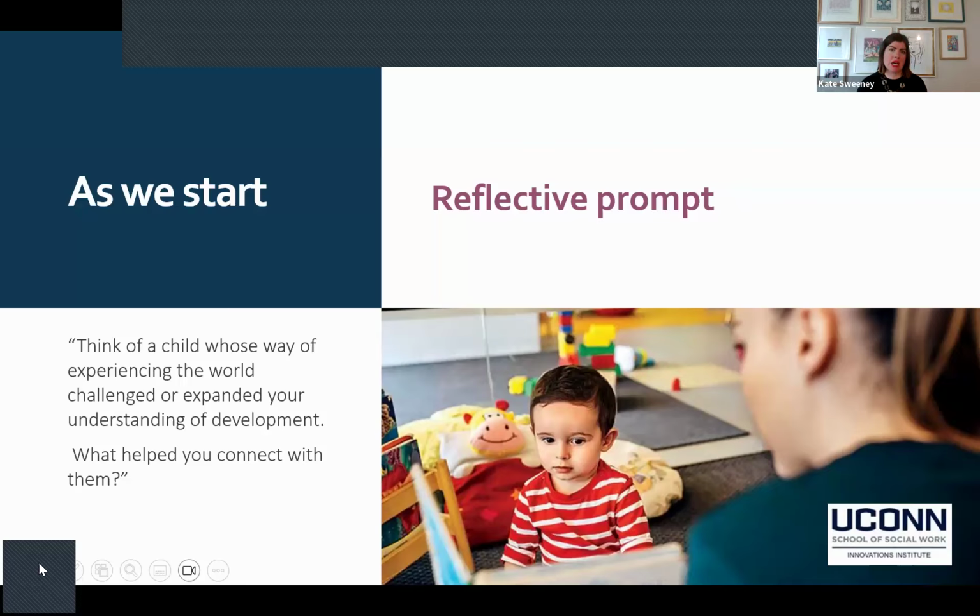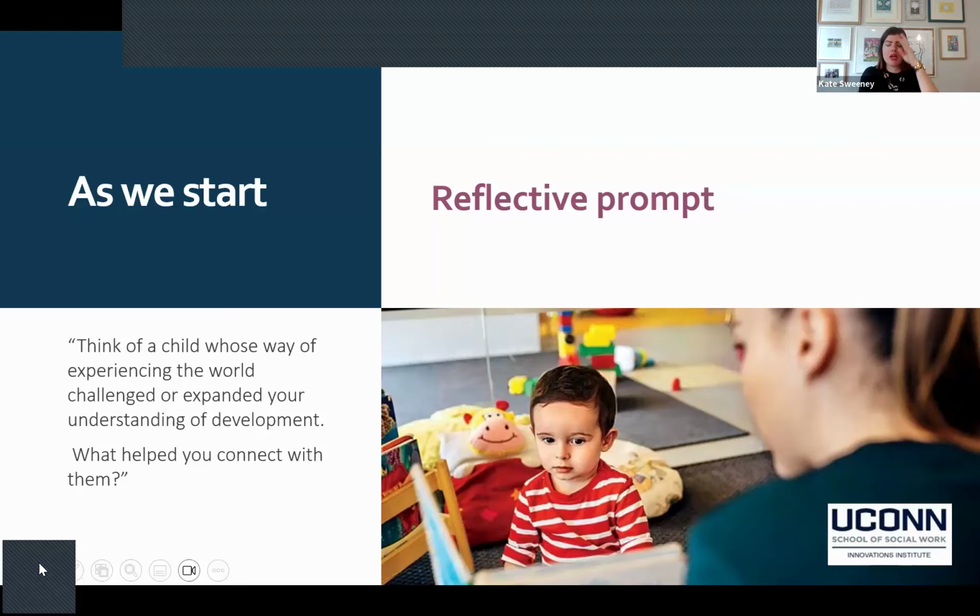So with that in mind, I wanted to invite you to just hold this reflective prompt in mind. Think of a child whose way of experiencing the world challenged or expanded your understanding of development. What helped you connect with them? If anything comes to mind, I'm inviting folks to share in the chat, or go off mute and share with colleagues. And the child doesn't have to be under 5, because we start with the context of development in early childhood, but of course that carries over.